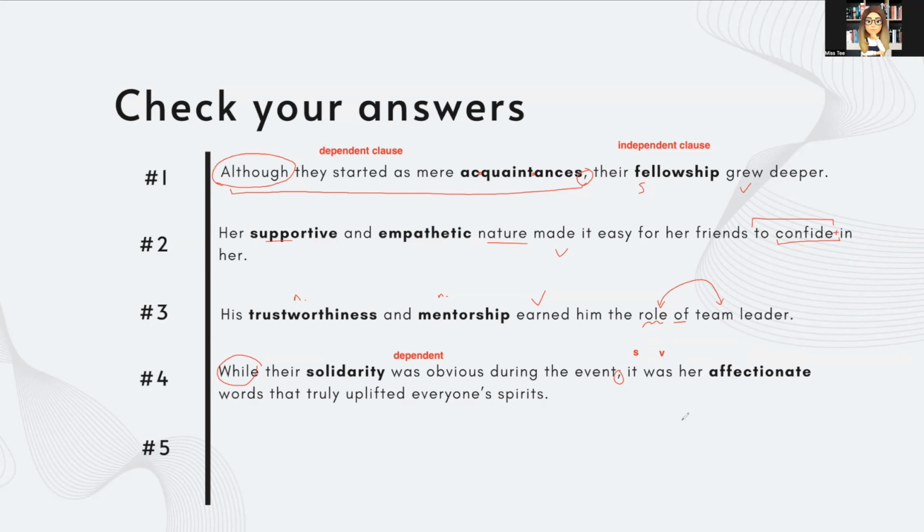Okay, so other than that, we know that this is an independent clause to follow. Dependent, that's why we have our comma here. Now moving on to the spelling of everything.